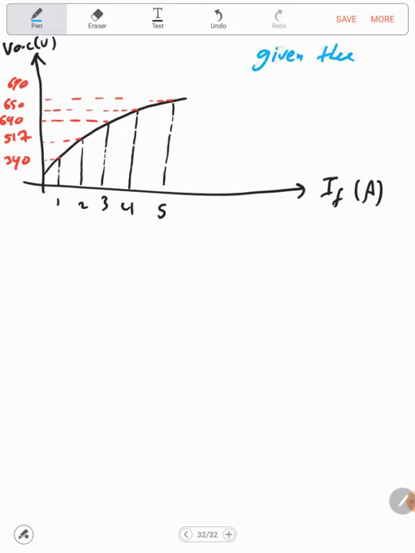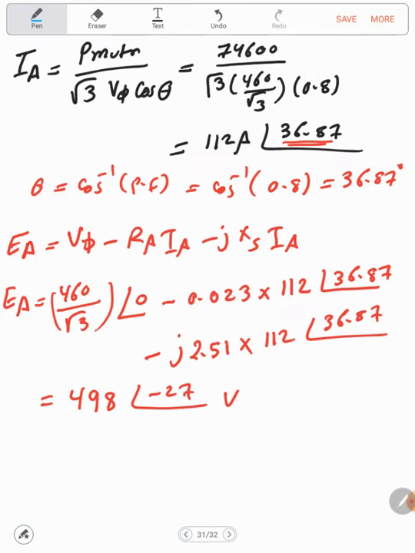the following open circuit test, which is a relation between the field current and the open voltage at constant speed. So from here we have EA, which is the 498.